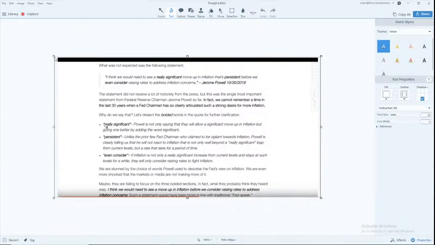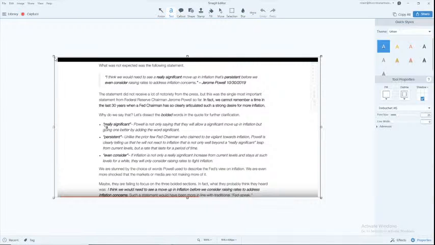Really significant. Powell is not saying that they will allow a significant move up in inflation, but going one better by adding the word significant. So he was willing, and we've known this for a while, that they were going to allow inflation to run beyond the 2% metric, which was their target for many, many years now. But now they're saying really significant. They're going to let it run.